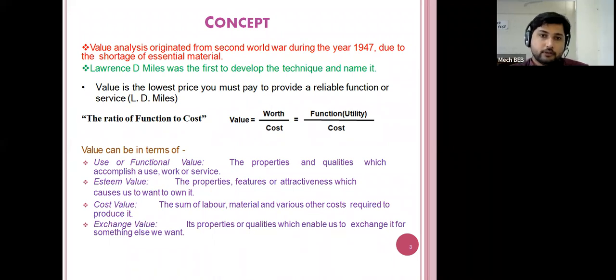Okay, so first of all, this value analysis concept originated during the Second World War, in 1947, due to the shortage of essential materials.